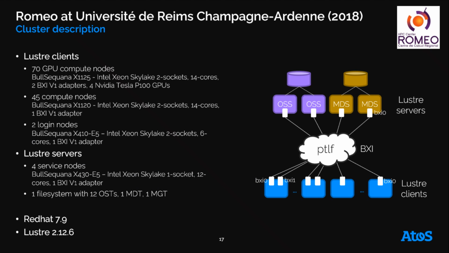The second cluster is Romeo at Université de Reims Champagne-Ardenne. It was installed in 2018 and now runs Lustre 2.12.6. The cluster uses a single BXI fabric connecting 4 Intel Skylake cluster servers and around 120 clients. 2/3 of the clients have 2 BXI devices and 4 GPU accelerated boards.